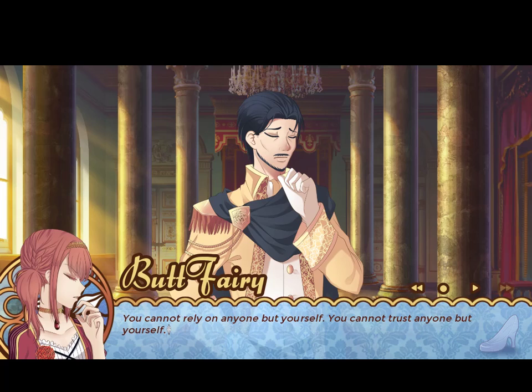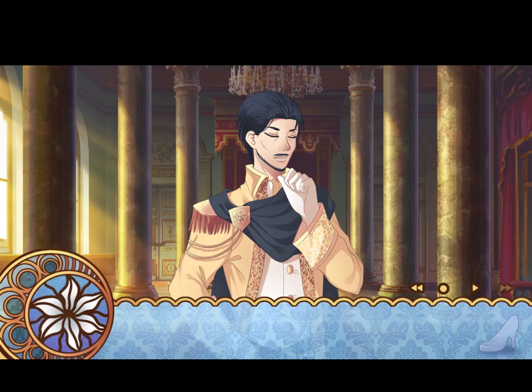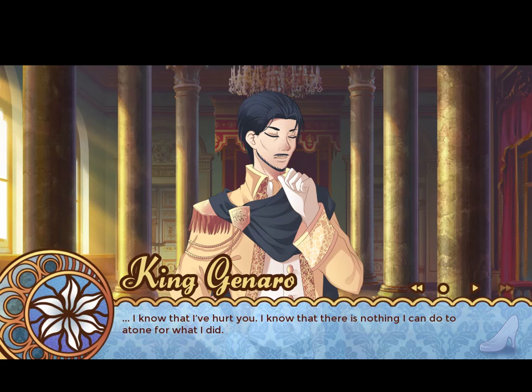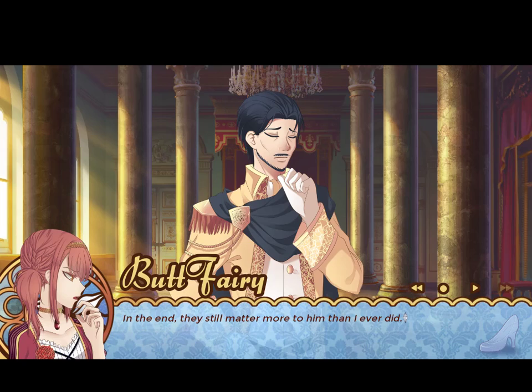You cannot rely on anyone but yourself. You cannot trust anyone but yourself. This is what you have taught me, Your Majesty. I know that I've hurt you. I know that there's nothing I can do to atone for what I did. But please, Ophelia and her children are not part of that. They do not deserve to be hated. I don't know what this voice has devolved into. In the end, they still matter more to him than I ever did.